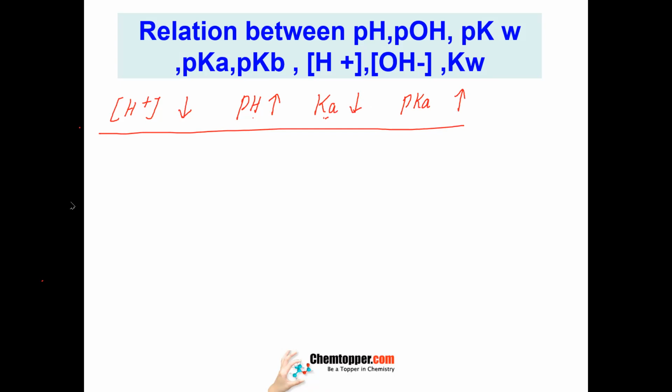Now this part we have answered. Now I'm going to relate it with OH minus. If H plus is less, concentration of OH minus will be, yes. pOH will be, pOH.